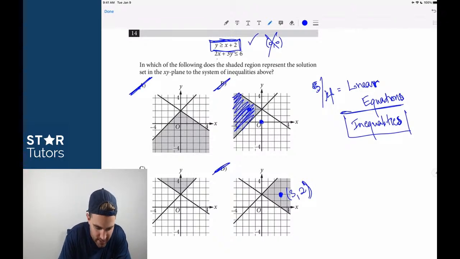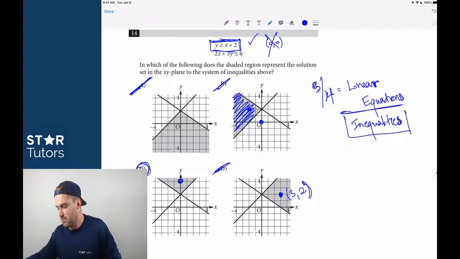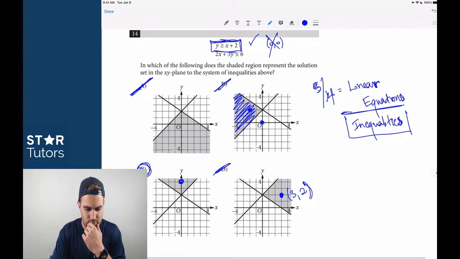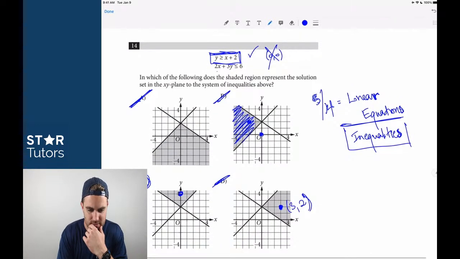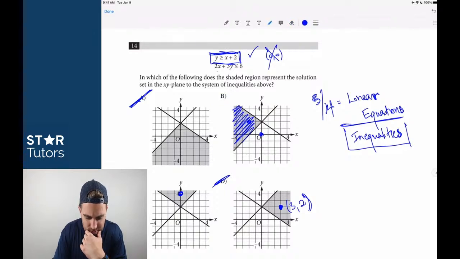Let's just confirm that. Here we have 0, 4. If I plug it into the first one, I get 4 is greater than 2. That's right, so it's got to be C for number 14. Am I crazy? Did I do the math right there? Maybe not. No, wait, it is B. Why am I thinking it was B? Negative 2 is negative 4. Plus, no, it's less than 6. Sorry, guys, it's B.